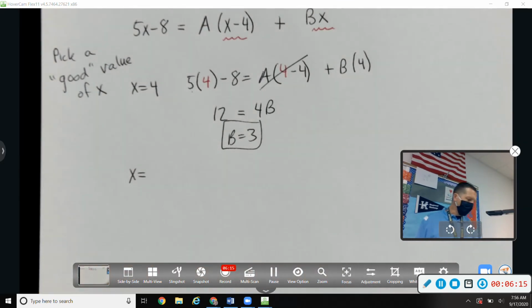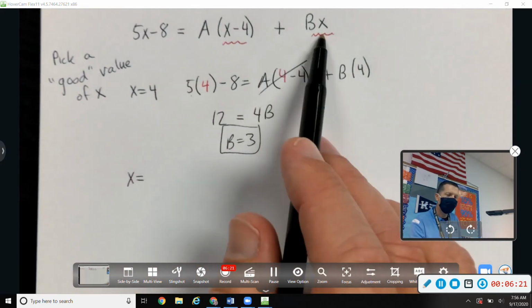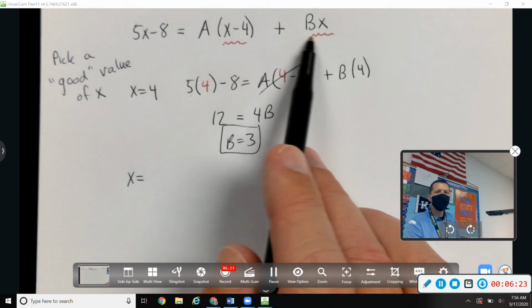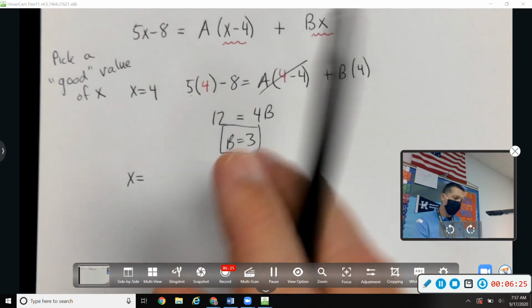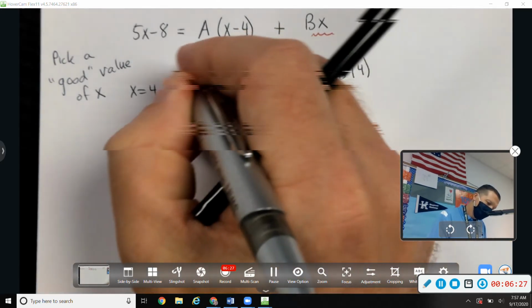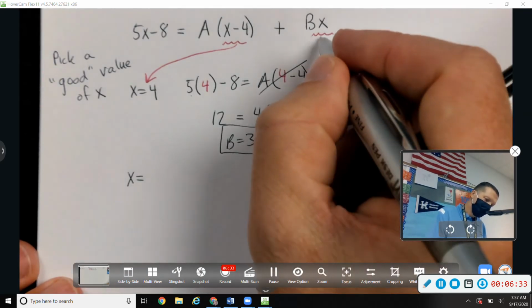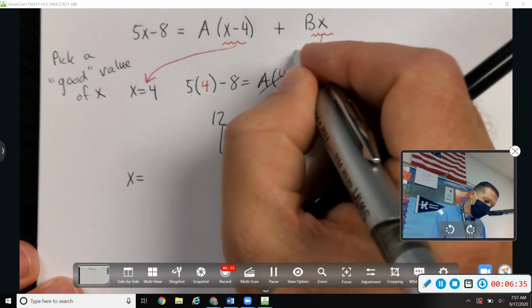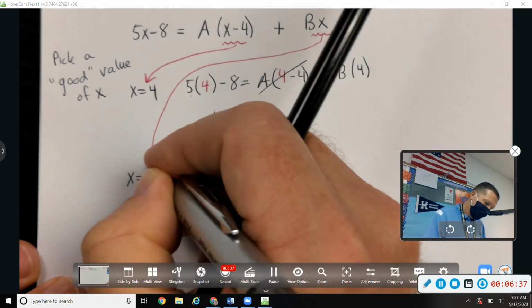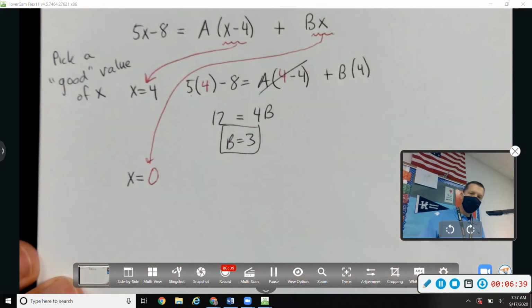Let's pick another good value of x. Looking back at this step, x equals 4 was a great pick. What would be another good pick? 0. If we pick 0, then this term will go away. So let's pick 0.